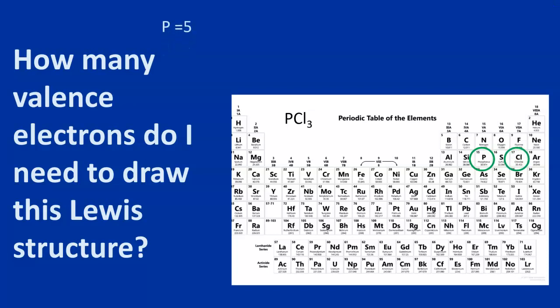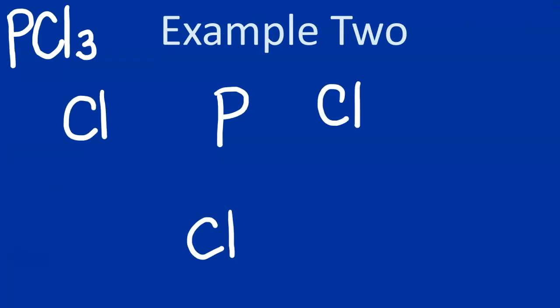Okay, so for your P, you're going to need 5 valence electrons, and for your Cl, you have 7 of them, but there are 3 of them, and so that's going to be 21. So you're going to take 21, add it to 5, and that gives you 26 total valence electrons. That lets you know exactly where you need to start. So if we're doing PCl3, I'm going to go ahead and put the elements down, and then I'm going to connect them with a line. And once they are connected, then I'm going to start distributing our valence electrons.